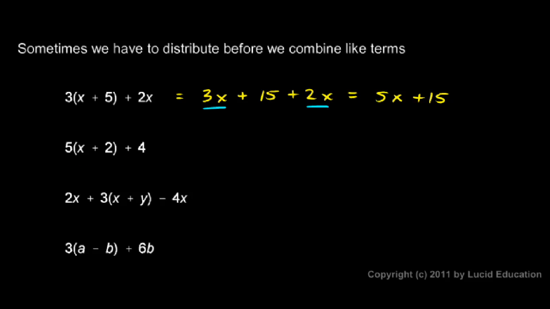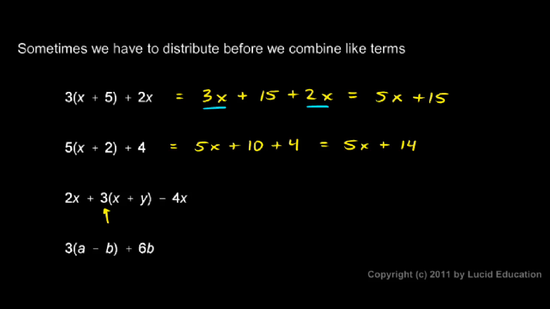In the next one, we distribute the 5, multiply the 5 times the x and times the 2. So this becomes 5x plus 10 plus 4. Now in this case, there's only one x term, but the 10 and the 4 can be combined. So I keep my 5x, and then I combine the 10 and the 4. Those are like terms. And they obviously add up to 14, so 5x plus 14 is the answer.